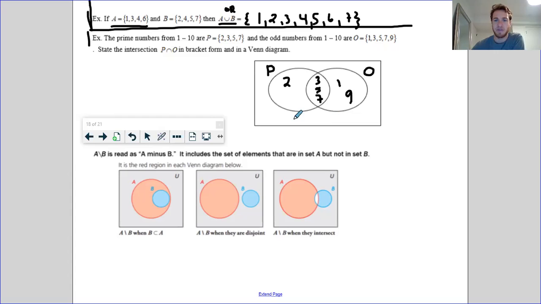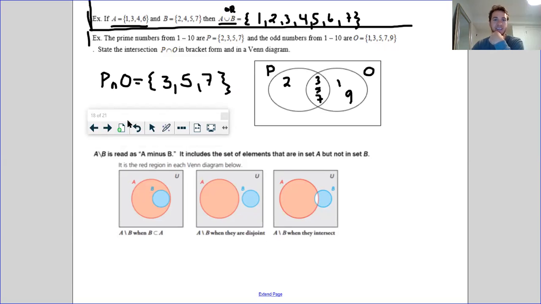And the prime numbers from 1 to 10, and the odd numbers. Now they're not talking about a universal set, so you wouldn't actually put any numbers on the outside, because they're not mentioning anything. Okay, state the intersection of P and O. So P intersection O equals, in brackets, just the intersection of the numbers. So 3, 5, and 7. And you're done.